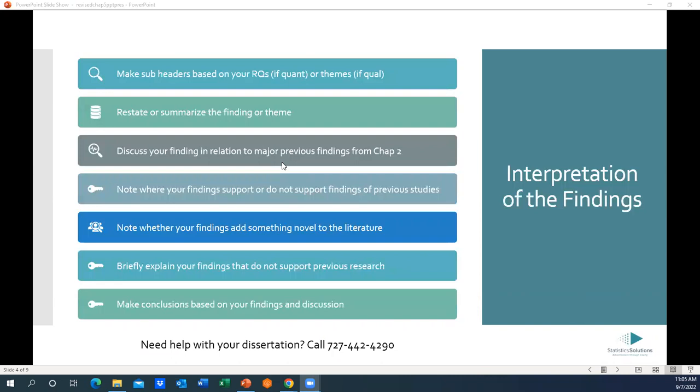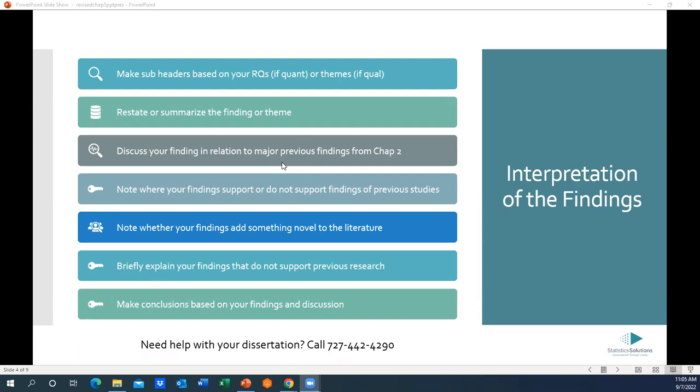So the introduction is, again, it's not much. It's just to kind of reorient the reader about what you did. The next section is usually called something like interpretation of the findings, or sometimes discussion of the findings. Even though the chapter is called the discussion, this is actually kind of the discussion section of the discussion. This is really the heart of the chapter.